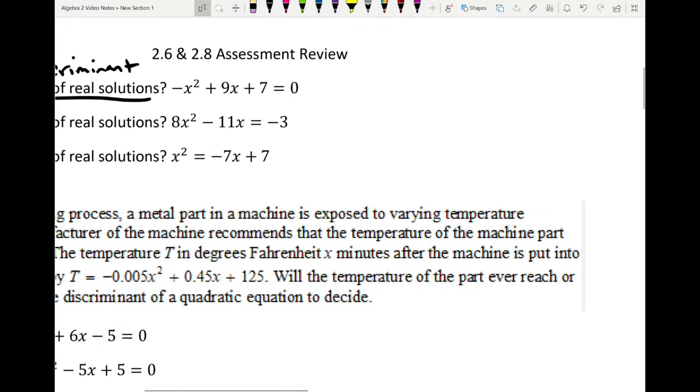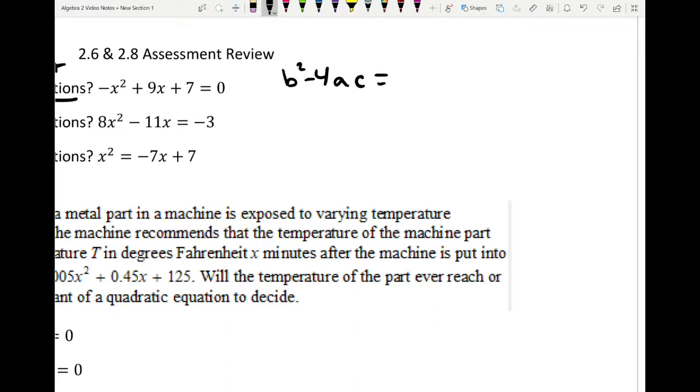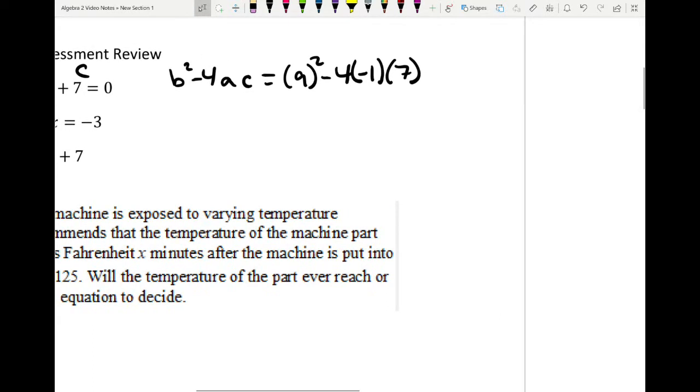Okay, so the formula for the discriminant, if you recall, is b squared minus 4ac. So remember that that's a, b, and c. So a is -1, b is 9, c is 7. So you're just going to plug it in. So we got 9 squared minus 4 times a times c. And then you're going to do the math here. So let's do it on this side.